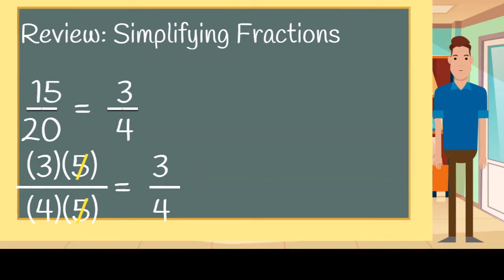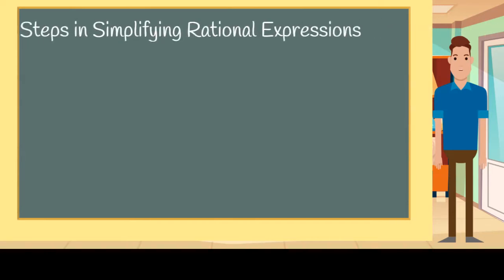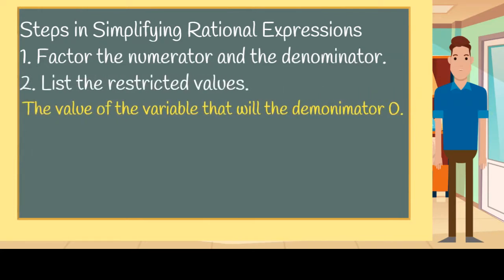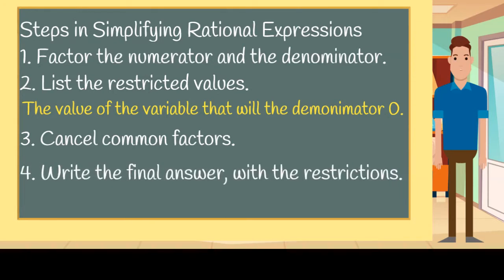We can simplify rational expressions in much the same way as we simplify numerical fractions. Simplifying rational expressions requires good factoring skills. To simplify rational expressions, we consider the following steps. Step 1. Factor the numerator and the denominator. Step 2. List the restricted values. Step 3. Cancel common factors. Step 4. Write the final answer, with the restrictions.